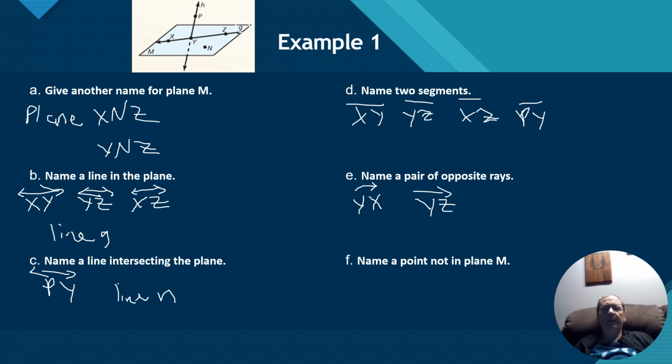And last but not least, we are supposed to name a point not in the plane. So the only point not in the plane in this diagram is point P. And there we go. That's example 1.